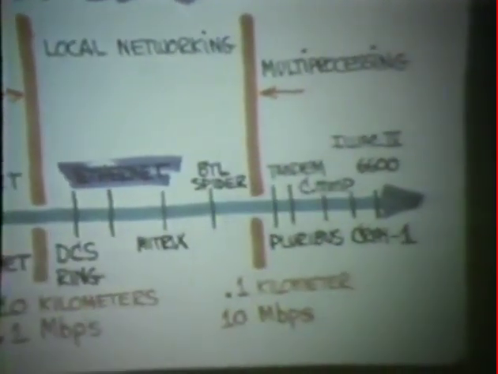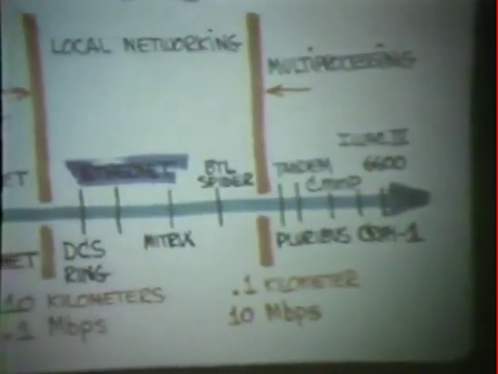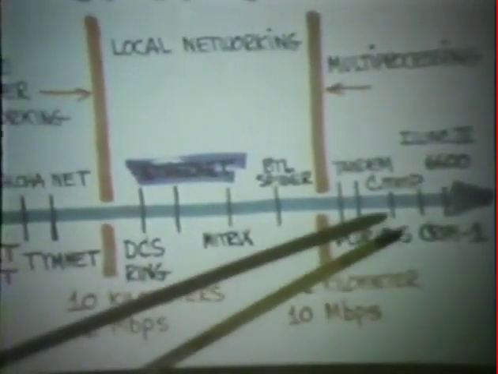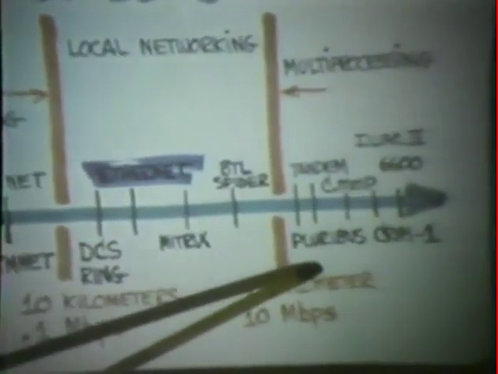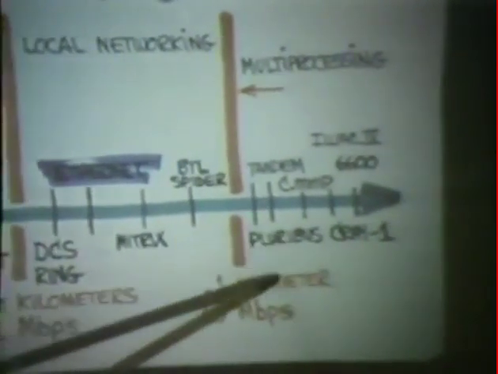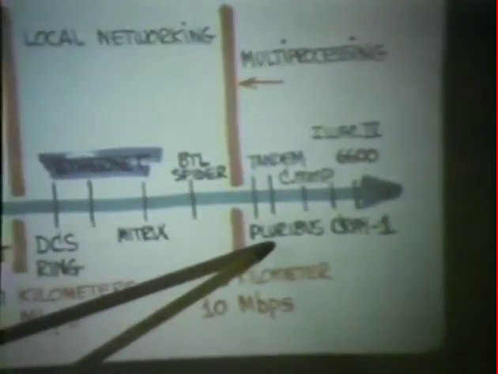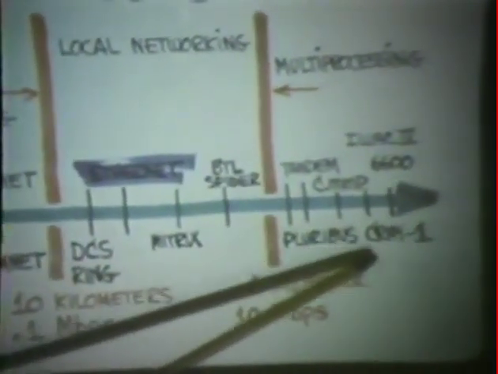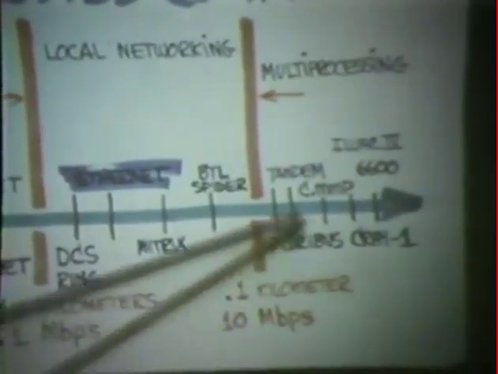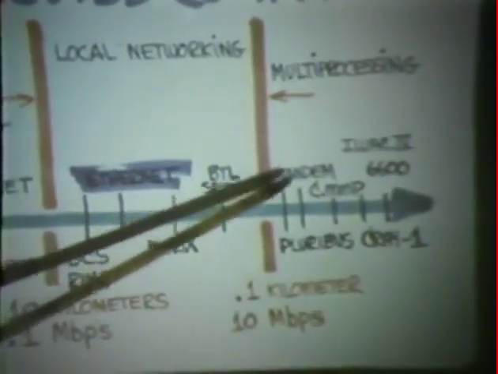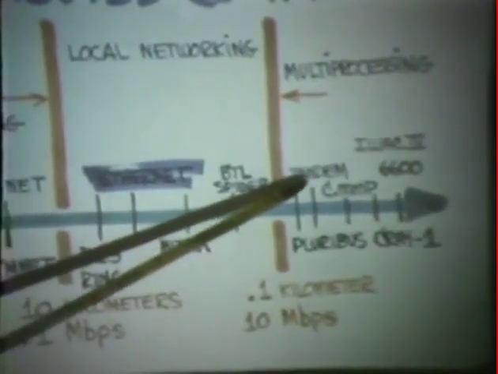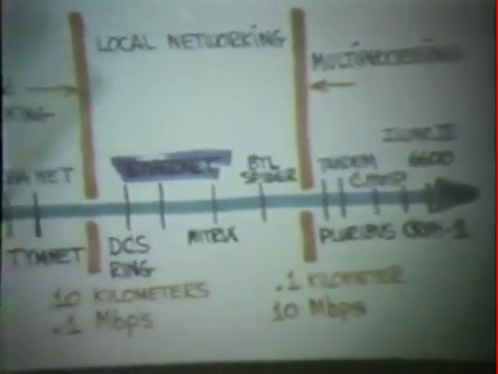C.mmp, the multiprocessor developed at Carnegie Mellon University based on a 16 by 16 crossbar switch of PDP-11s. The Pluribus, a multi-Lockheed SUE system with, as the name implies, a plurality of buses connecting them. And then the Tandem computer, once again a multiprocessor system very similar to Pluribus.